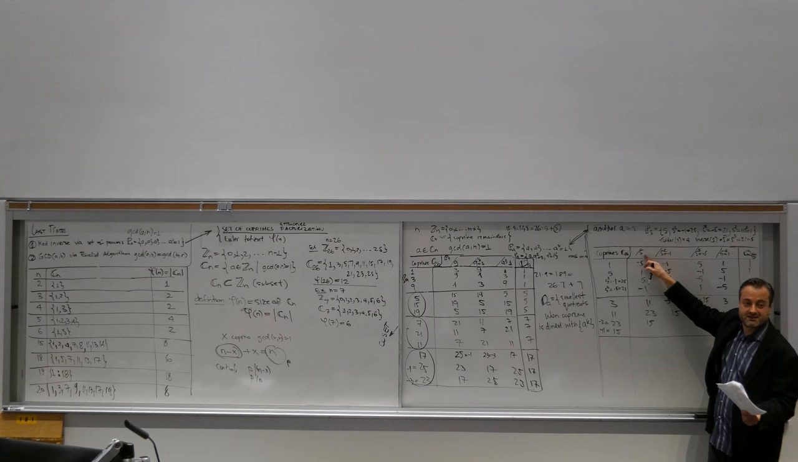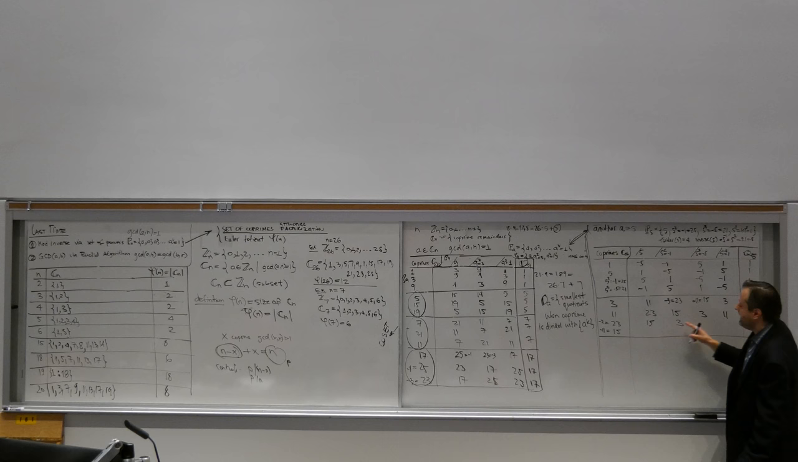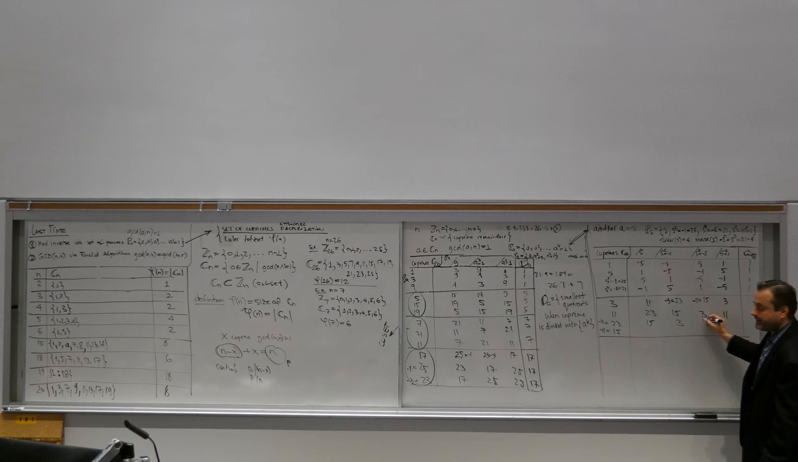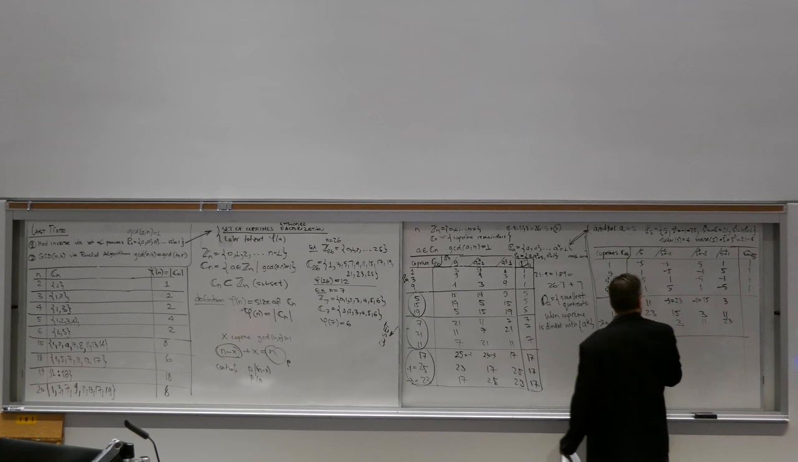Minus 3 is the same as 23. Next one up is going to be 3, because 3 times minus 1 is minus 3. And the next one up is going to be who? 11. Because 11 times minus 5 is minus 55, which I say is the same as minus 3. And the last one here is going to be 23. And this is 3, 11, 23.